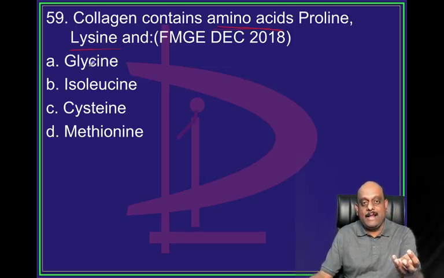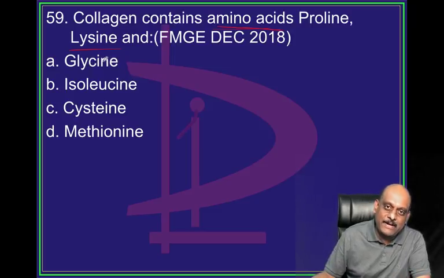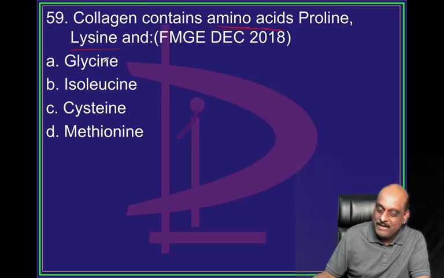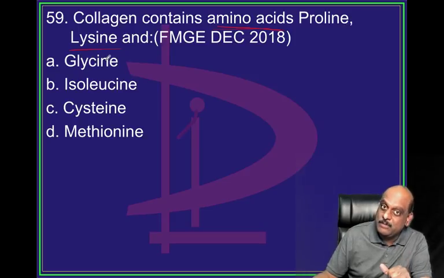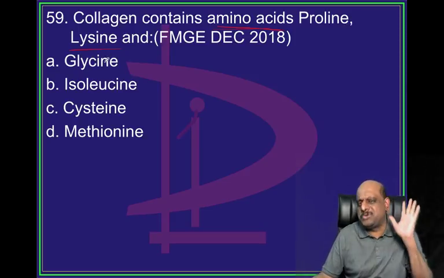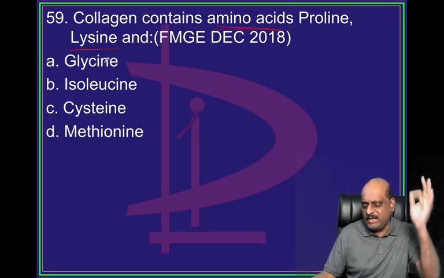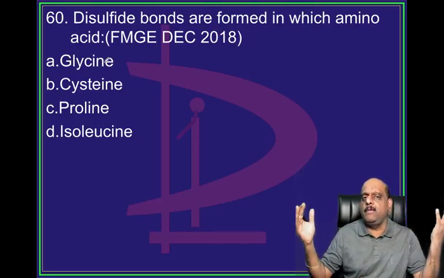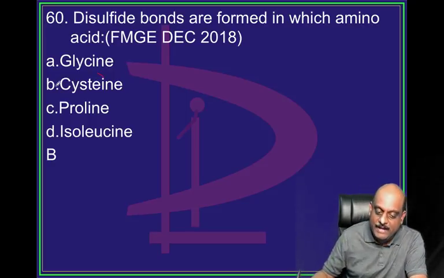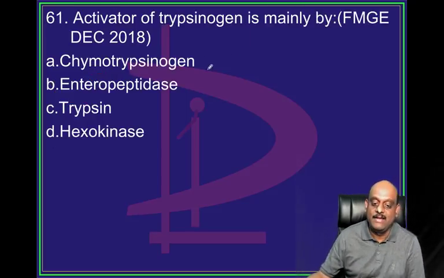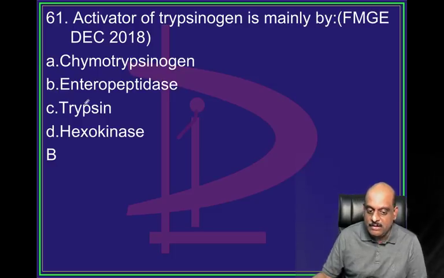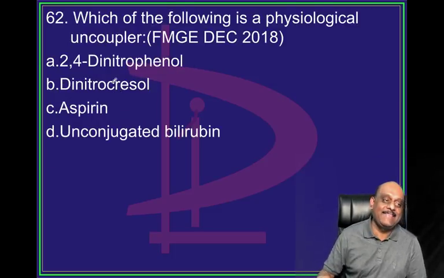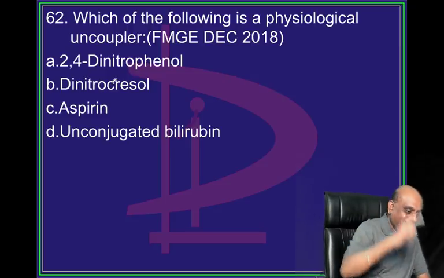Collagen contains the amino acids proline, lysine, and what else? Foreign medical graduate exam December 2019, June 2019, June 2018 also I saw. Every time same question. Collagen, glycine. Be very sure. Disulfide bonds: which is the sulfur containing amino acid? Cysteine. What is the activator of trypsinogen? Enteropeptidase.